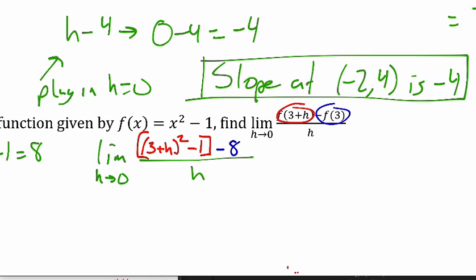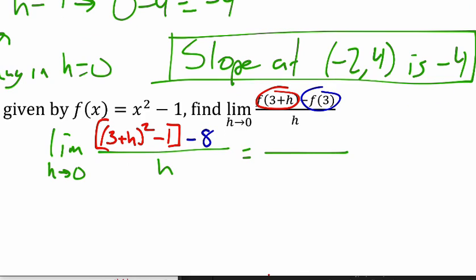Now, that first group is going to be same deal as last time. We have 3 plus h squared, so it's going to have to be 3 plus h times 3 plus h. I'm also just going to get rid of the brackets because at this point it's not going to make a difference. So we're going to have 3 plus h times 3 plus h. Still have that minus 1 and still have that minus 8. We'll take care of those in a little bit. All over h still.